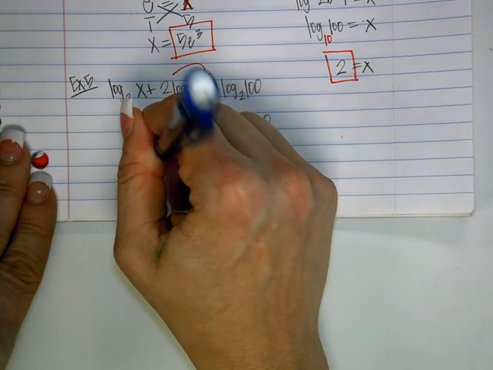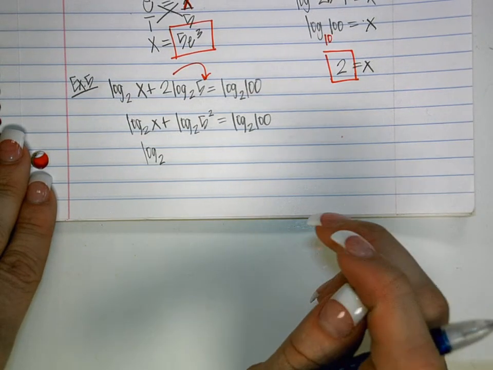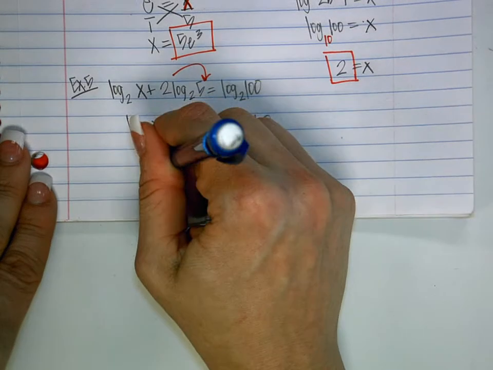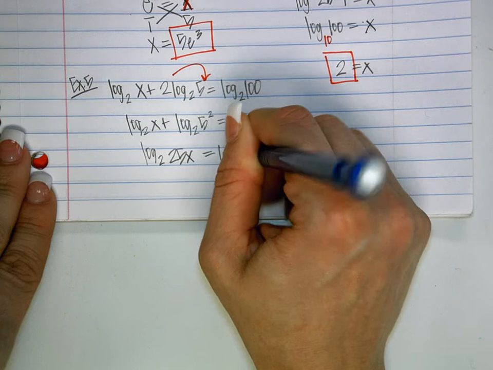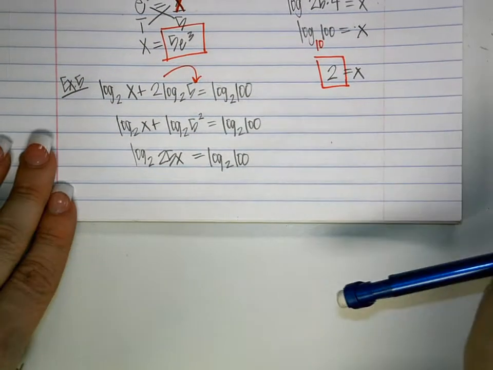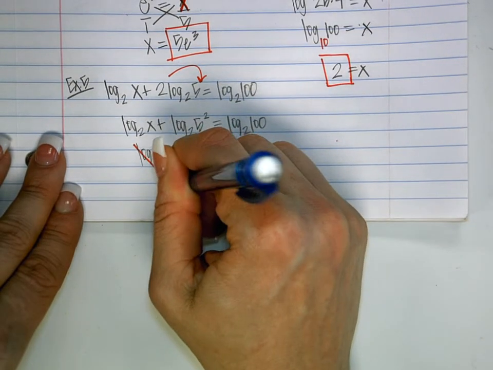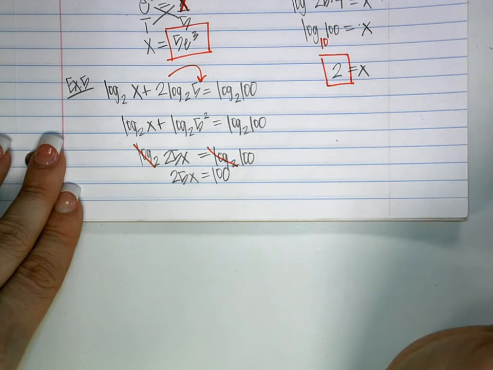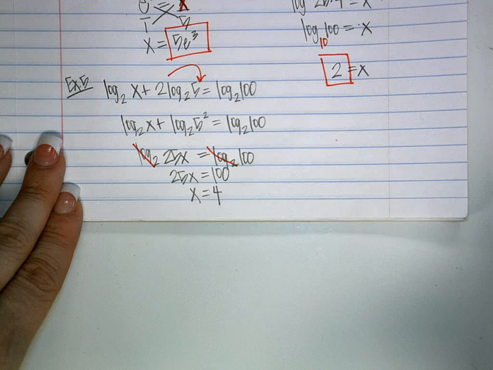So log base 2 of, do I want to write the x first or the 5 squared first? 5 squared. And 5 squared is 25. So 25x equals log base 2 of 100. Now that you have a log base 2 on each side, you can drop them. So 25x equals 100. Divide both sides by 25. x equals 4.